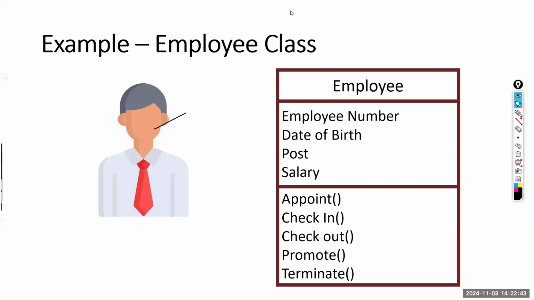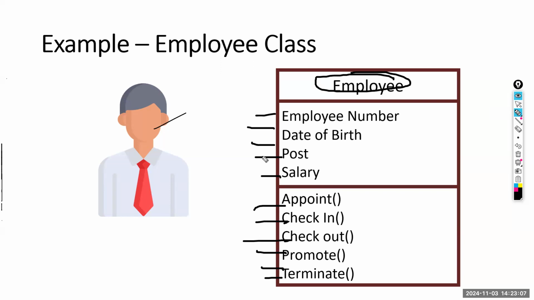But we identify that all of the similar objects are represented by a particular class. Okay, a particular class. So this is how you model a class. You give it a name, then you list down all the attributes, then you list down all the behaviors of that class, or behaviors of the objects of that class.